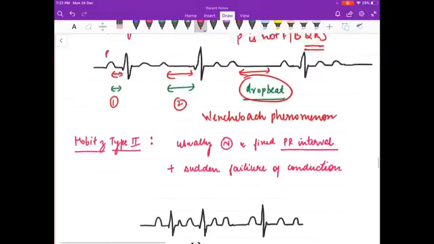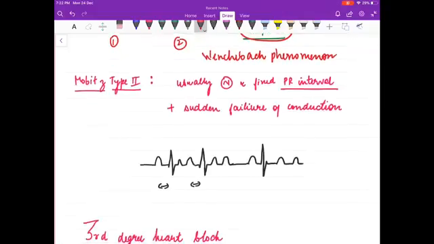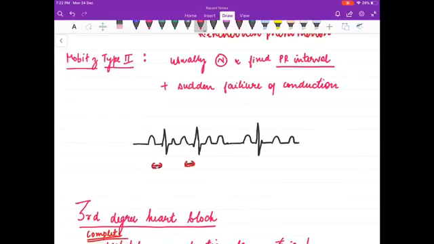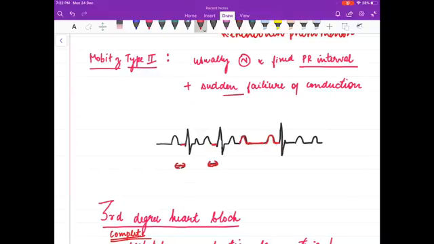So this is Mobitz type 1 block. Now we'll study Mobitz type 2. In Mobitz type 2, the difference is that the PR interval remains constant. PR interval remains constant, and after some time you will see that a P wave is not followed by QRS. The PR interval is constant, it is not increased. This is Mobitz type 2.